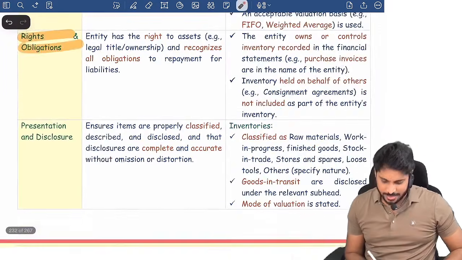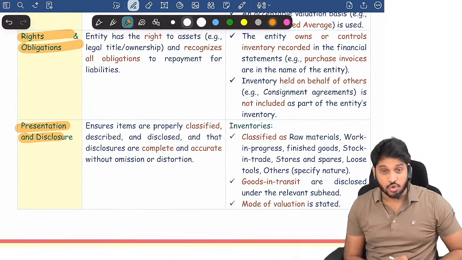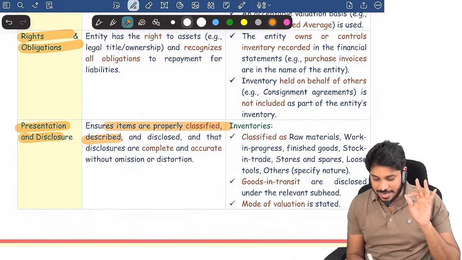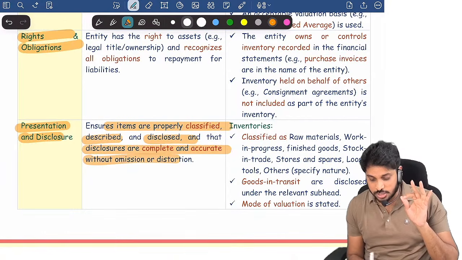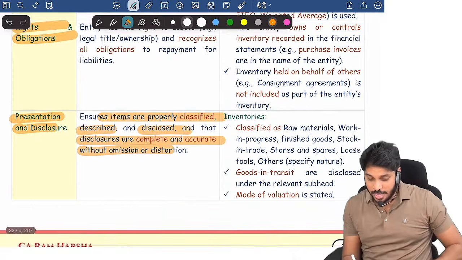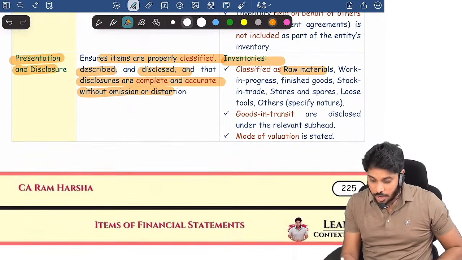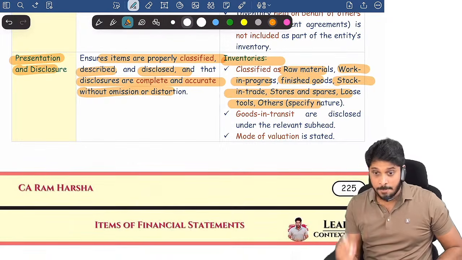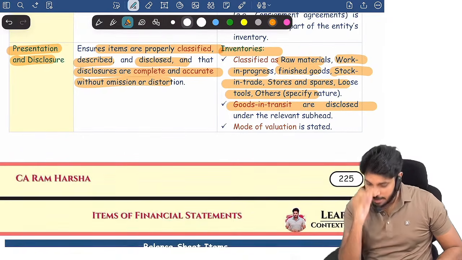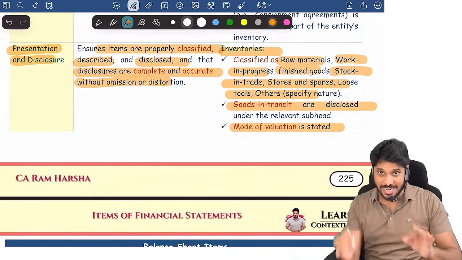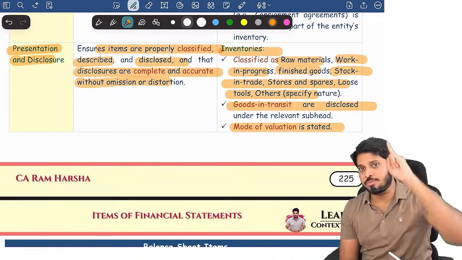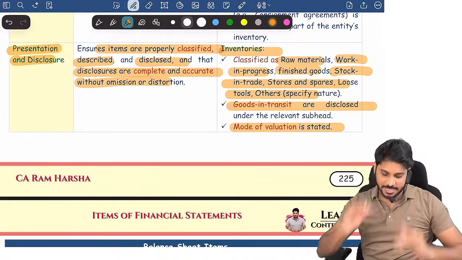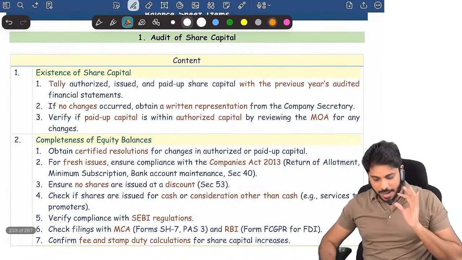Okay. Then obviously, see that presentation and disclosure. See that the assets are properly classified, described and disclosed, and disclosures are complete and accurate. For example, inventory, we show them as raw material, work in progress, finished goods, stock in trade, stores and spares, and loose tools. We will have to show goods in transit separately. Mode of valuation must be stated. Goods with third party also we should show separately. That's it, guys. Now the actual balance sheet items.